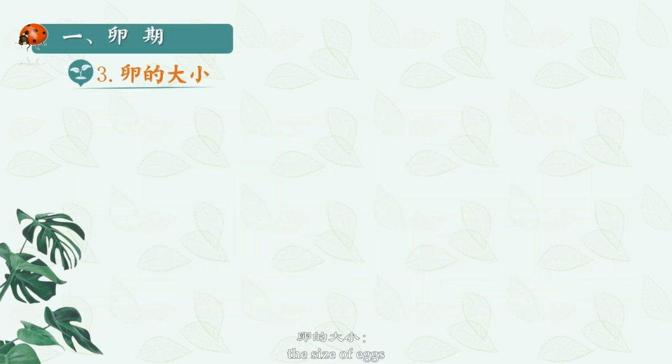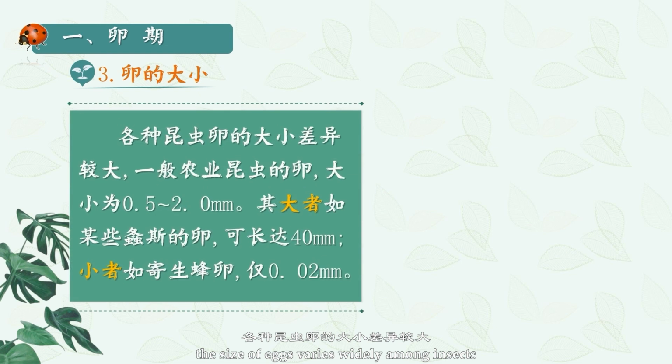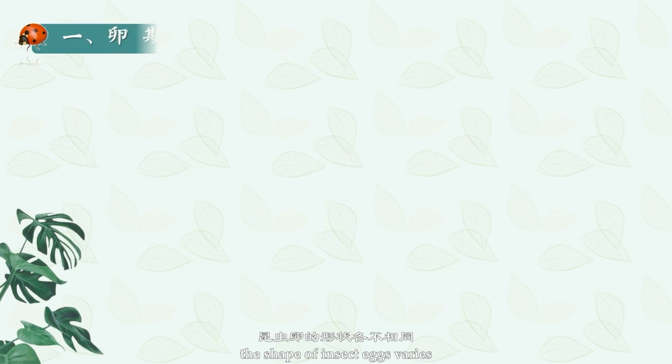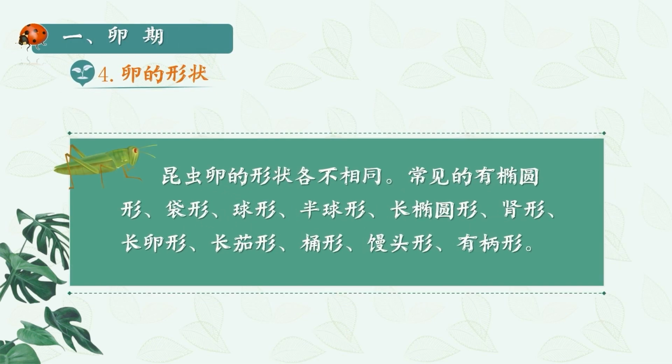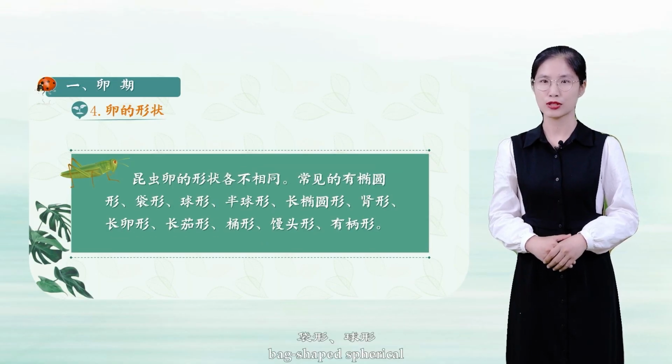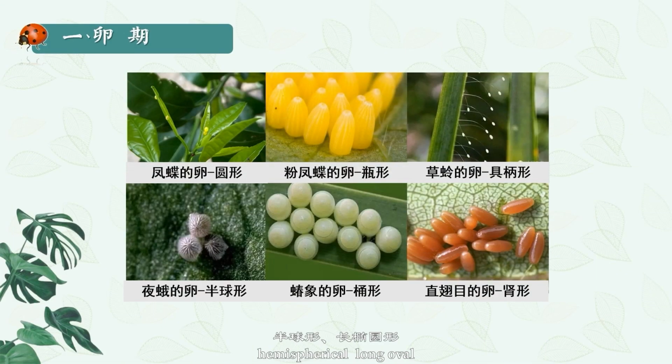The size of eggs. The size of eggs varies widely among insects, generally 0.5 to 2.0 millimeters. In agricultural insects, the shape of insect eggs varies. The common ones are oval, bag-shaped, spherical, hemispherical, long oval, kidney-shaped, long ovate, long eggplant-shaped, barrel-shaped, bun-shaped, and handle-shaped.